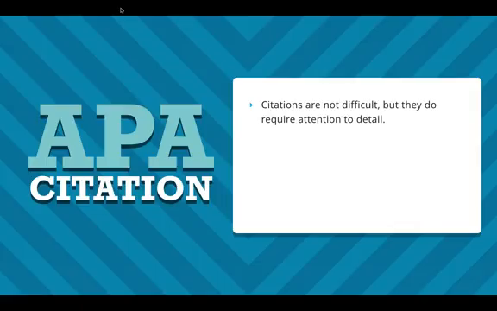APA. Here's the good news. Well, there's bad news and good news. The bad news is APA is in some ways significantly different than MLA. The good news is that all these style systems are working toward the same goal, which is just having an organized set of rules for how we share information that comes from outside sources, right?